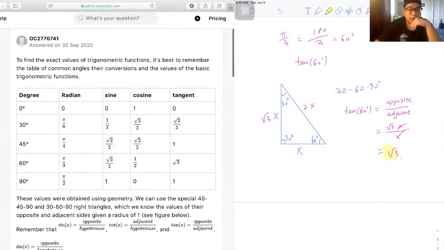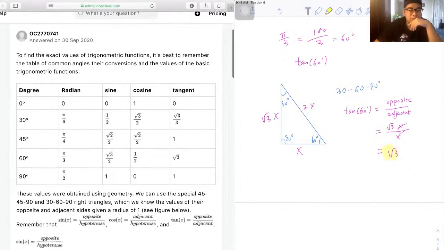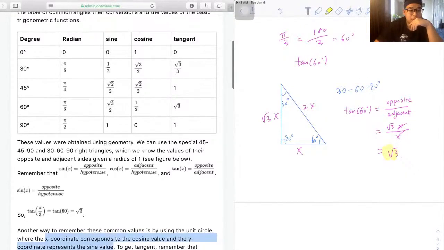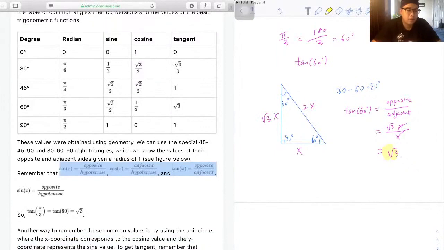And yeah, so to find the exact value for a trigonometric function, it's best to remember the table of common angles, which is 30 degrees, 45 degrees, 60 degrees, 90 degrees. Oh, and also remember how to represent sine x, cosine x, and tangent x, where sine x is opposite over hypotenuse, cosine x is adjacent over hypotenuse, and tangent x is equal to opposite over adjacent.